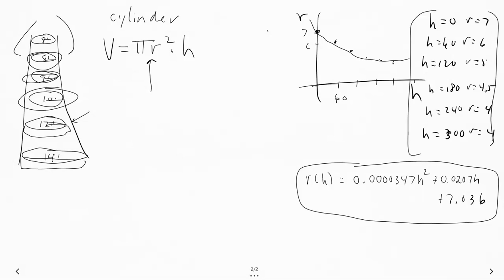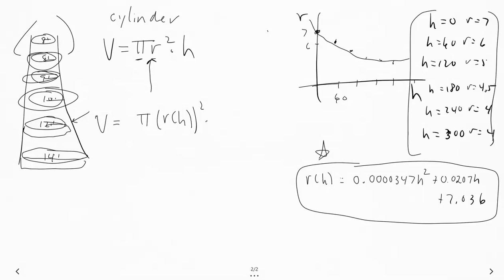The real stuff here is the volume of one of these slices is found by taking pi times the radius. Oh, but the radius changes. But how does the radius change? Haha, now we know. The radius changes depending on the height. So what we're now going to say is the volume of a slice is going to be pi times the radius, which is this function down here, squared, times the height.